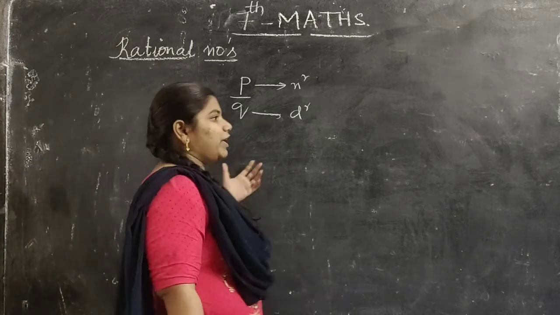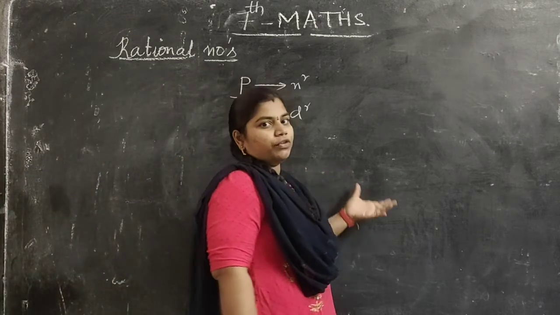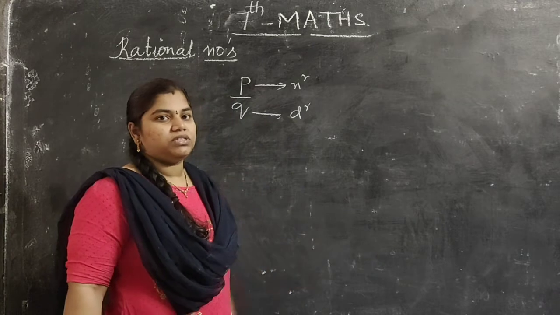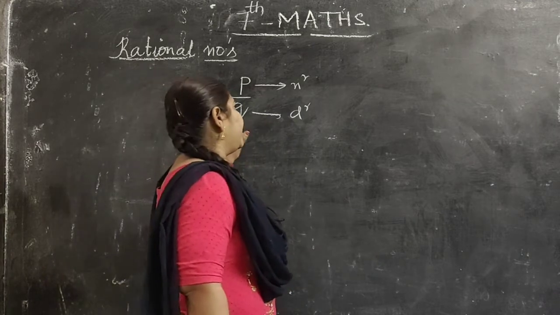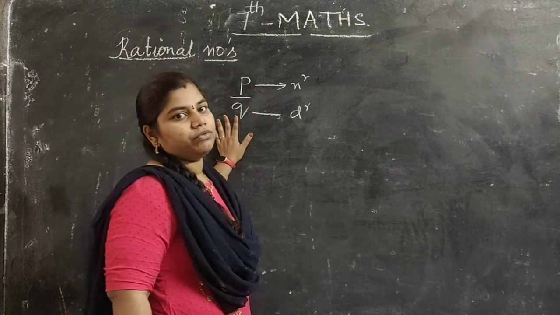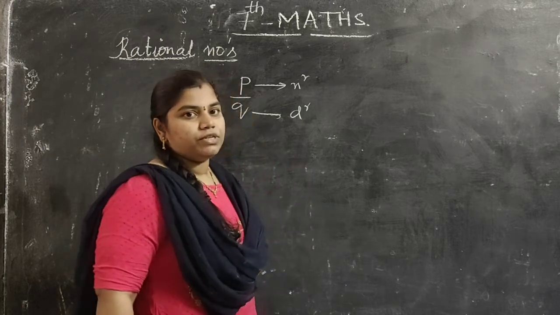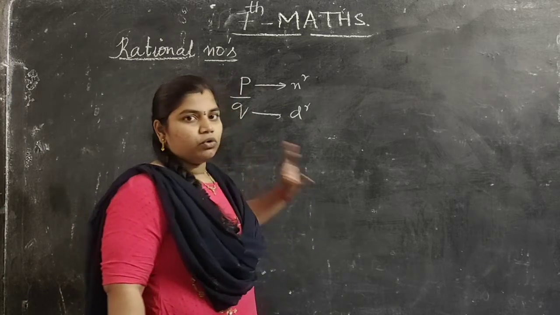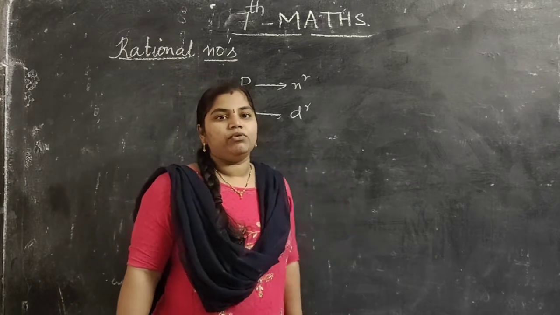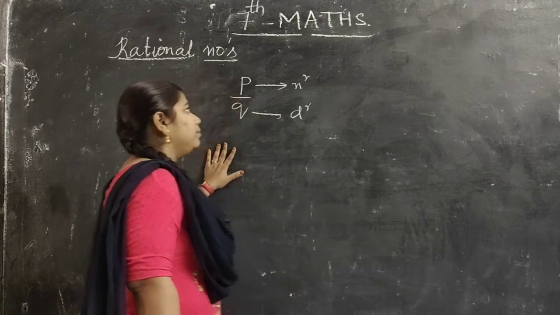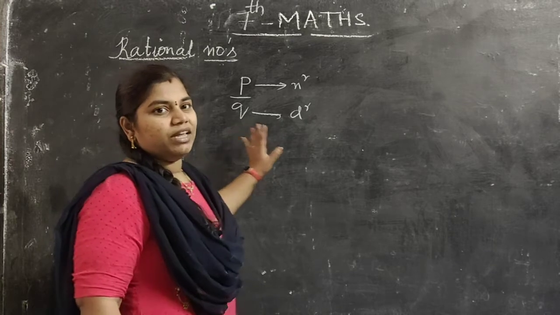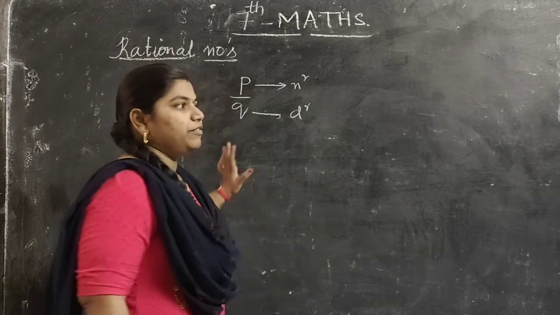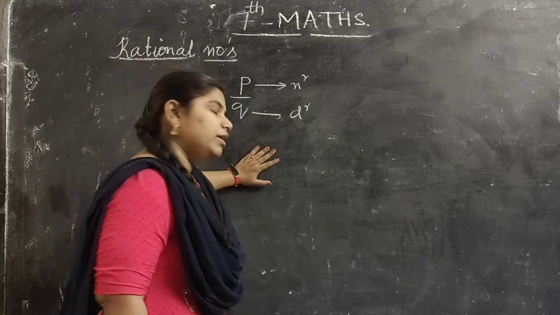What do you mean by fraction? A fraction is a part of a whole, and in fractions you will not see any negative values. But in rational numbers you will have negative values also. So that is the difference between fractions and rational numbers.